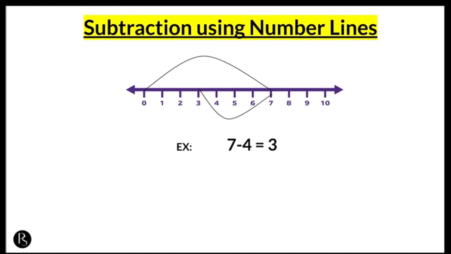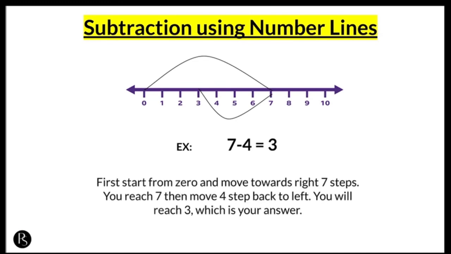So to subtract 4 from 7, first start from 0 and move towards right 7 steps. You reach 7. Then move 4 steps back to left because you have to minus 4. So you will reach 3, which is your answer.